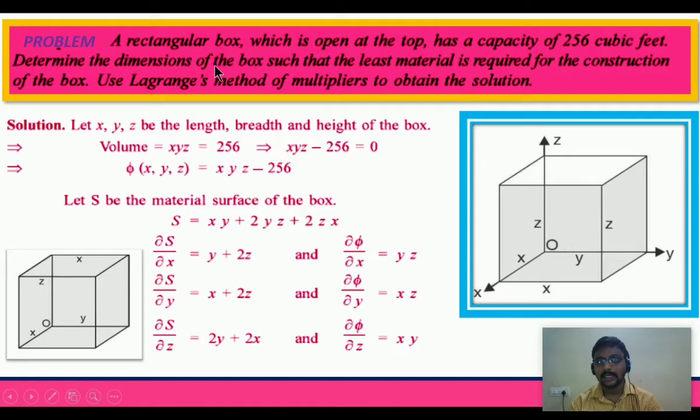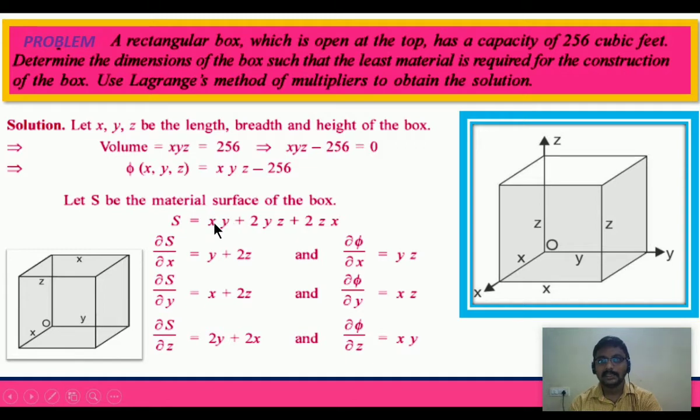We have to compute the dimensions of the box such that the least material is used for its construction. Let x, y, z be the dimensions of the box, that is, x is the length, y is the breadth, and z is the height. Here the box top is opened. Let S be the material surface of the box. Now S is xy plus 2yz plus 2zx, the total surface of the box.